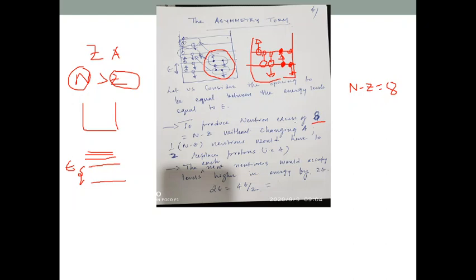Now to produce a neutron excess of 8, A is constant. You know that in a beta decay process A does not change. So half of N minus Z neutrons would have to replace protons. Now dear students, if I want a neutron excess of 8, I don't have to replace 8 protons. You can look at the diagram. I need half of them to be converted.